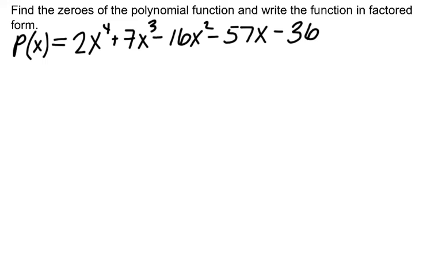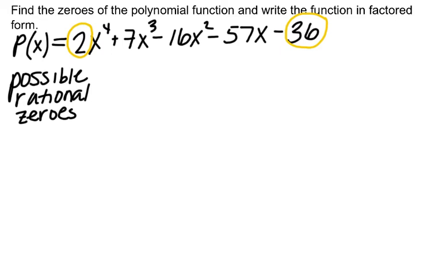So we want to find the zeros of this polynomial function. We know it's degree 4, so we expect to have 4 zeros. However, this is definitely not a polynomial that factors easily using traditional factoring methods, so we will use our rational zeros theorem. So start by writing the factors of the constant term, all divided by the factors of the leading coefficient, and make a list of your possible rational zeros.